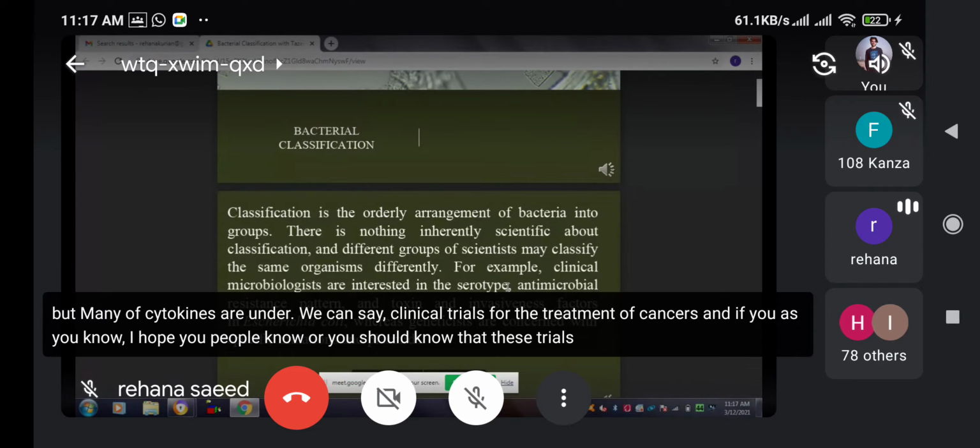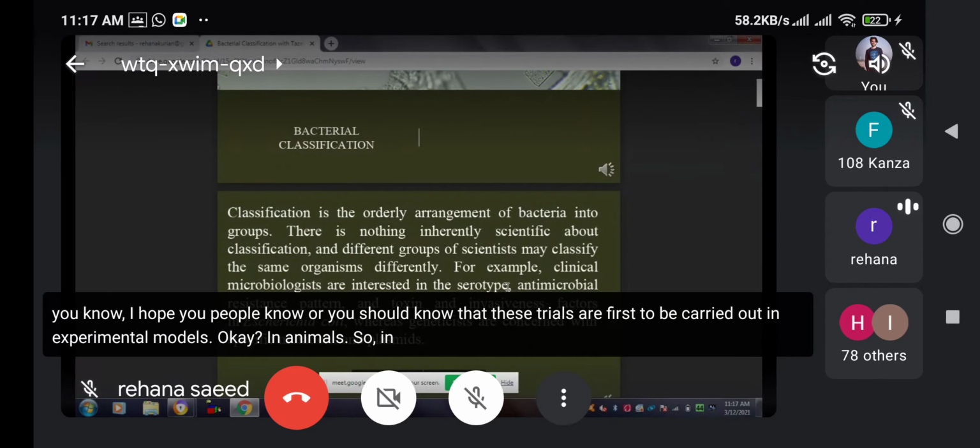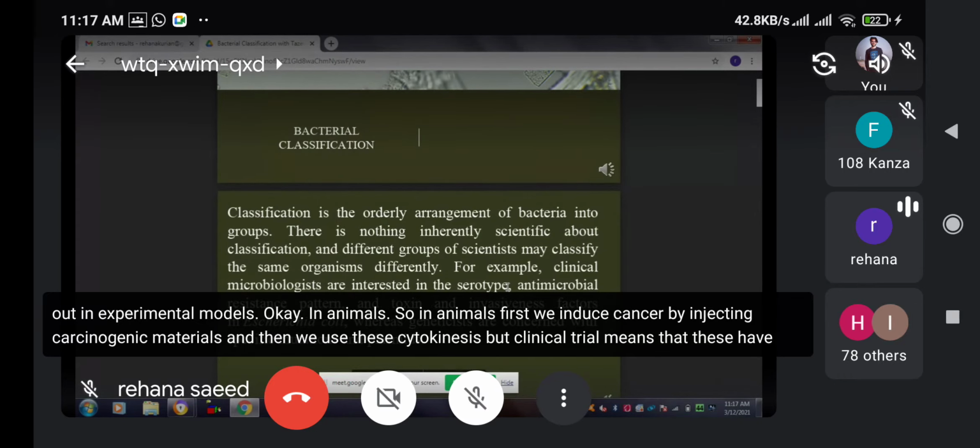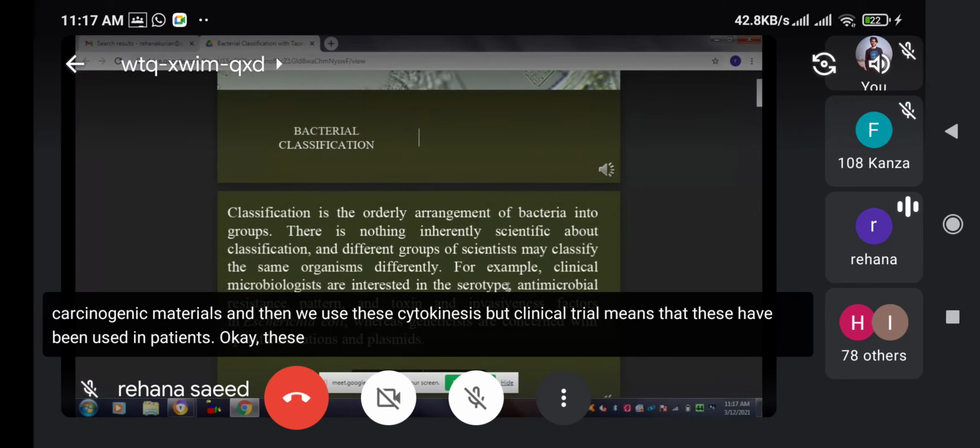And I hope you know that these trials are first to be carried out in experimental models, in animals. So in animals, first we induce cancer by injecting carcinogenic materials, and then we use these cytokines. But clinical trial means that these have been used in patients. These are now being tested in patients.